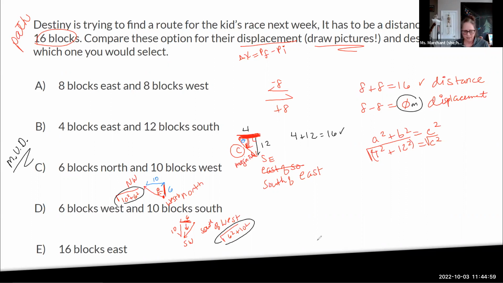What about number E? That's 16 blocks east. So that's basically 8 and 8 for a total of 16 east. So my highest magnitude is 16.